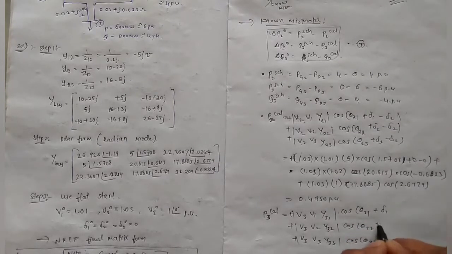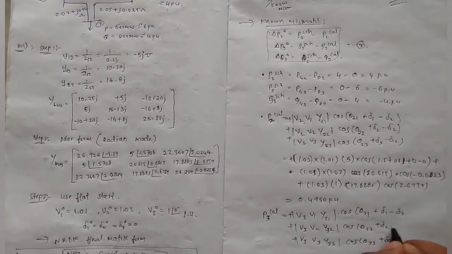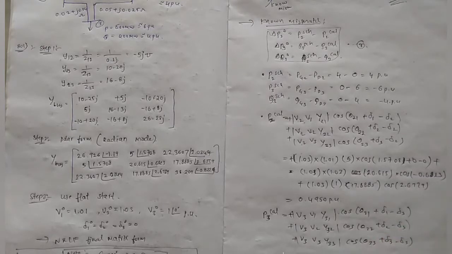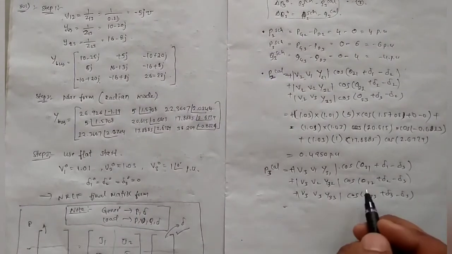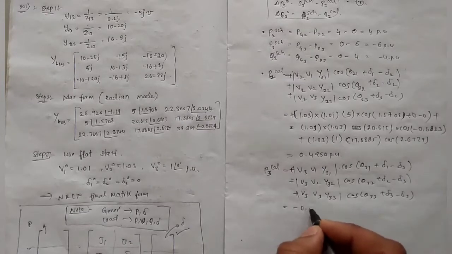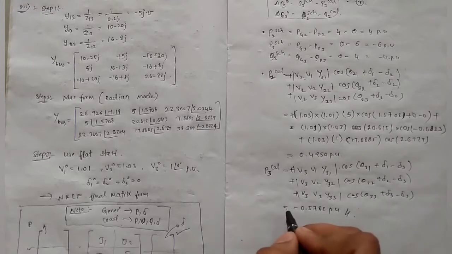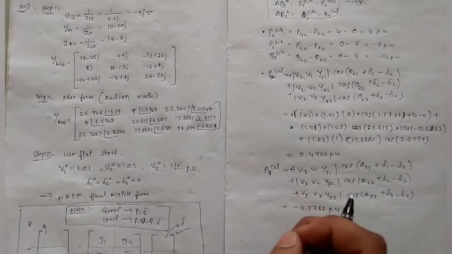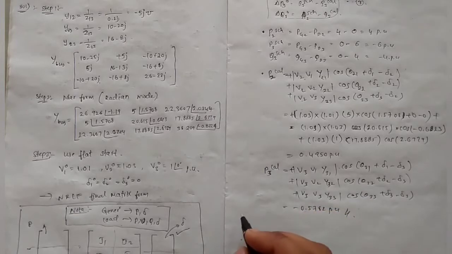plus delta 1 plus delta 2 in sequence, plus delta 3, minus. We are at bus 3, right? We need to minus these angles, minus delta 3, and substitute all these voltage values. After substituting we will get the answer as minus 0.5782 pu. For this numerical, you can check my notes, and the classroom link is given in the description.